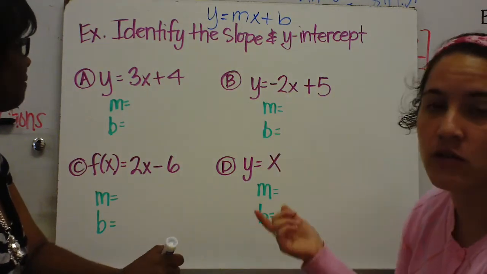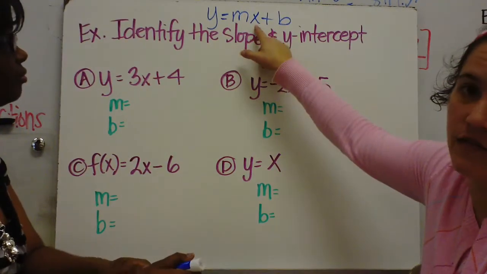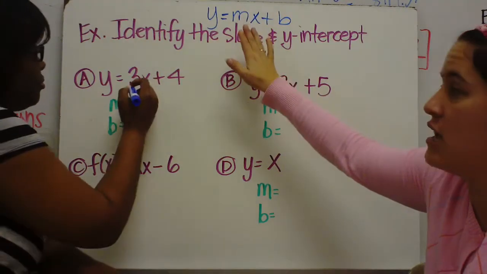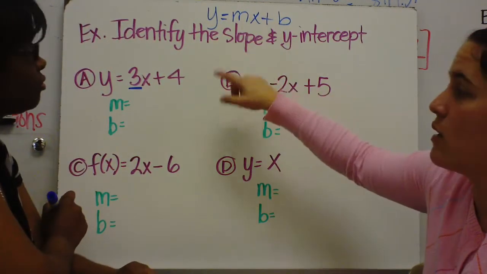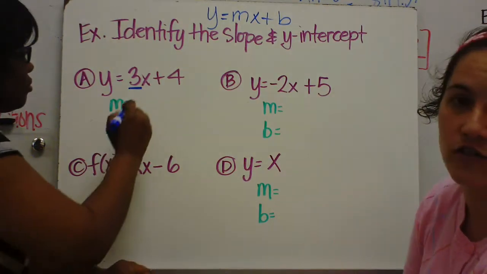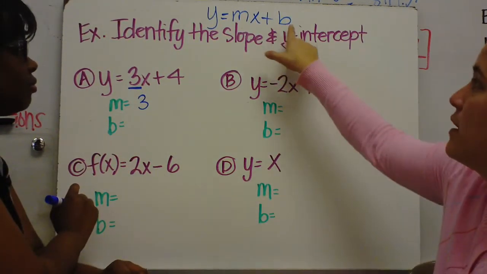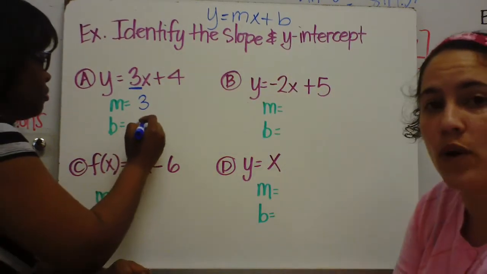So number one, y equals 3x plus 4. You notice the equation, the m is always in front of the x. Always the m, not the b, but always the m. So whatever number is in front of the x, that is your slope. So in example A, 3 is your slope, a slope of 3. The b is going to be the plus or minus. So in example A, it's plus 4, so the b is 4.